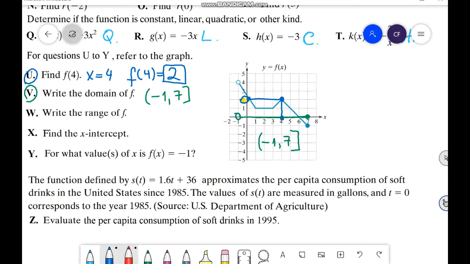Next is the range. The range of F. And the range is on the y-axis, on the vertical axis. The range starts here, with a closed dot on negative 1, all the way up here, with an open dot on 4. This is going to be the range. So bracket, negative 1, to 4, parenthesis.